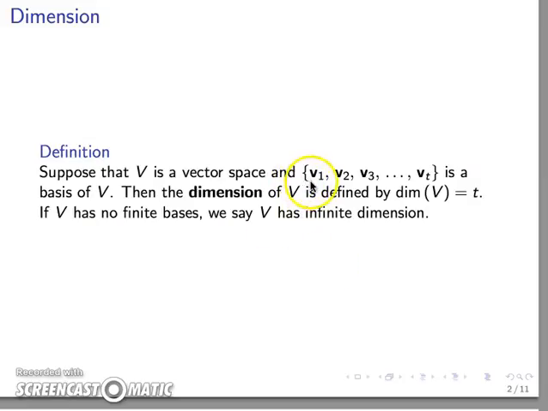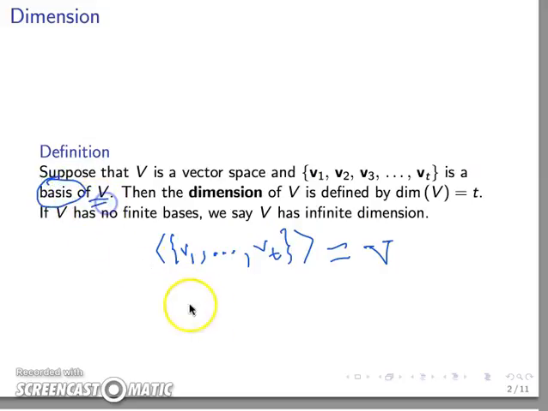denote the elements of such set as v1, v2, v3, and then v sub t, where t denotes the number of members of such set. So what we're saying here is that the span of this set under consideration is exactly equal to the entire vector space we're considering, because that set has that spanning property. And also this set has the linearly independent property, so members of that set are linearly independent. Then we refer to this set as a basis for this vector space V.